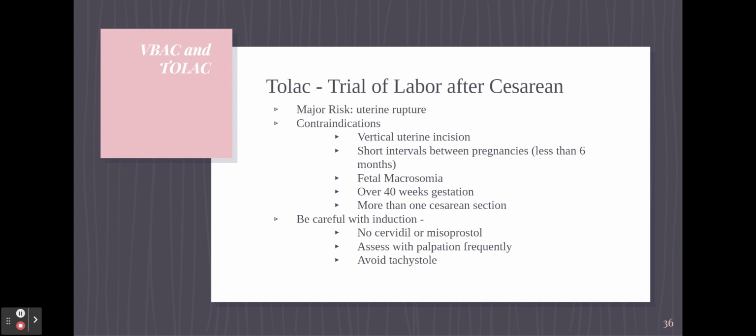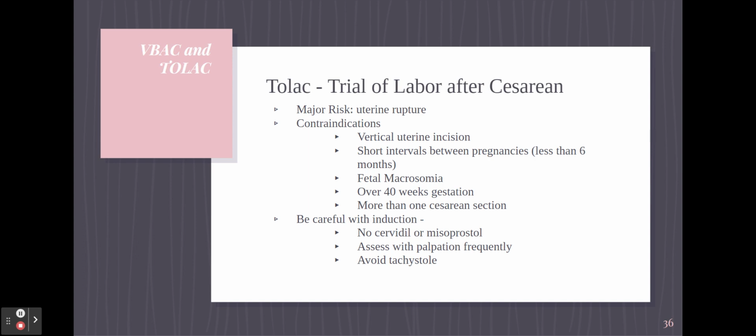Short intervals between pregnancies, less than 6 months from the end of the last pregnancy and the beginning of this pregnancy. Be careful with big babies. 40 weeks gestation, you have hyperdistension of the uterus. More than one cesarean section is a contraindication for VBAC. And be careful with induction methods. So we can induce with oxytocin, but that's really the extent of what we can do.